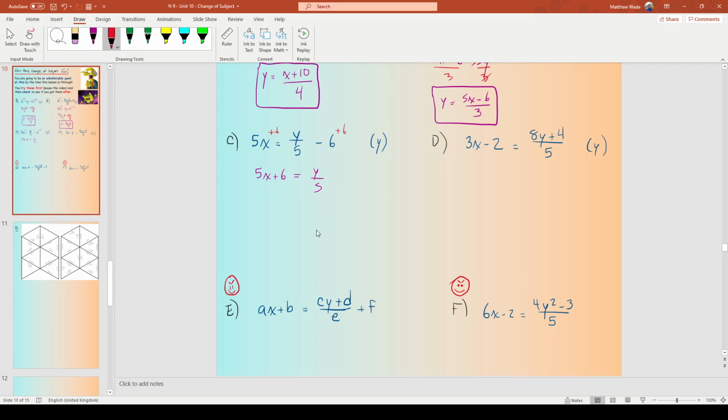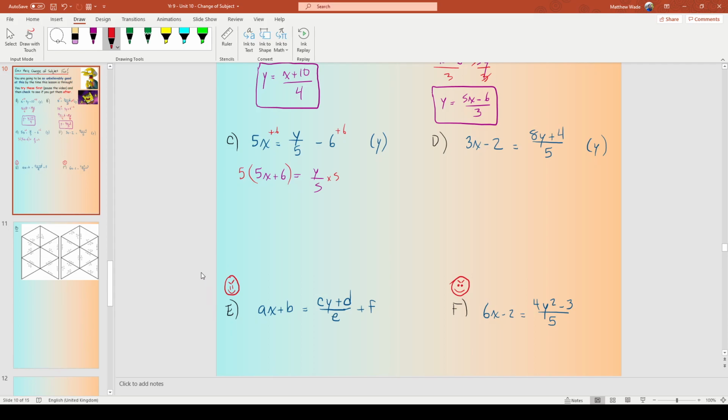Now, a little bit different this time, my folks. The reason why it's different is y has been divided by 5. How do we get y on its own? Well, if you said times both sides by 5, you're right. Now, I'm going to show you both ways of doing this. So times 5. Here's what you're actually doing. You're doing a 5 and an open bracket there, because that's how you times by 5.